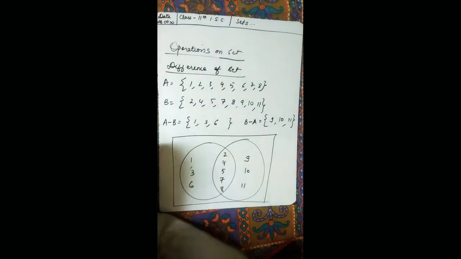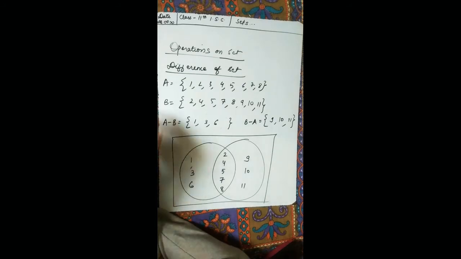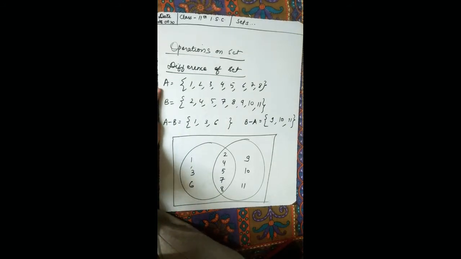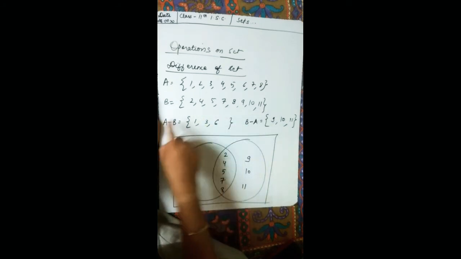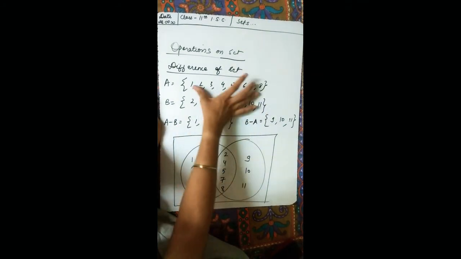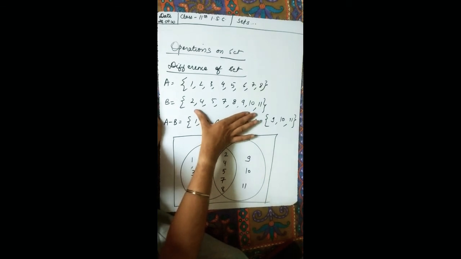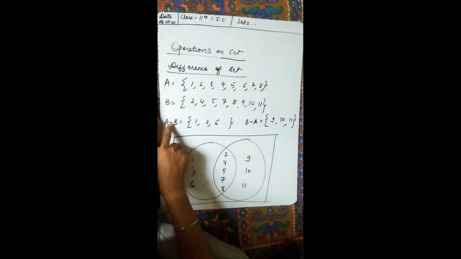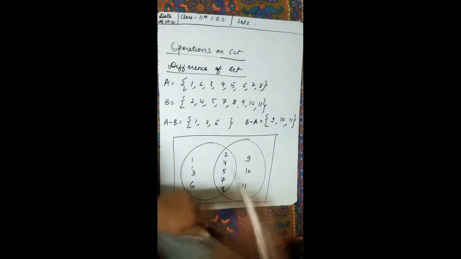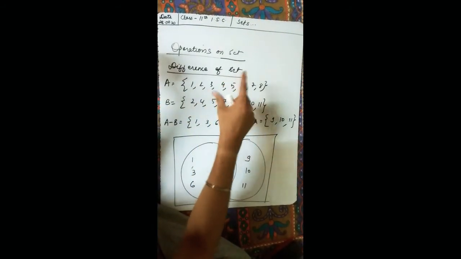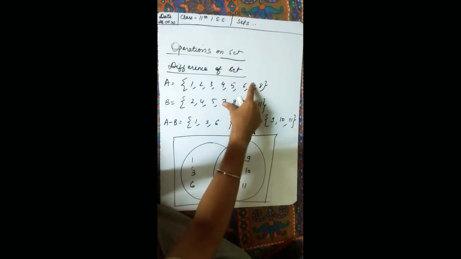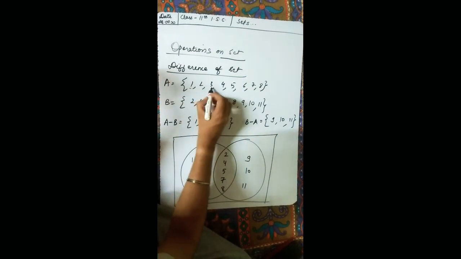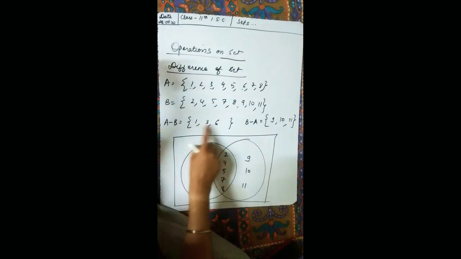Alright, now the second topic: the difference of sets. If I'm considering A as 1, 2, 3, 4, 5, 6, 7, 8 and B as 2, 4, 5, 7, 8, 9, 10, 11, what is A minus B? This is your A. You have to subtract B. As you can see, 2 cancelled, 4 cancelled, 5 cancelled, 7 cancelled, 8 cancelled. You are left with 1, 3 and 6. So 1, 3, 6 will be the answer.